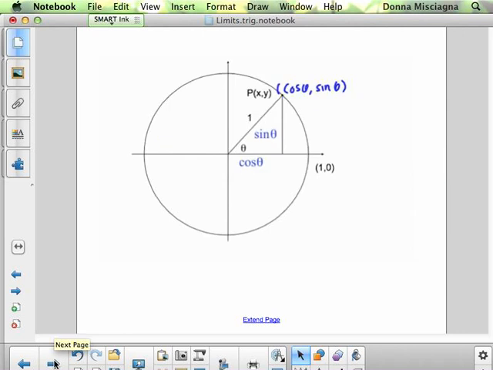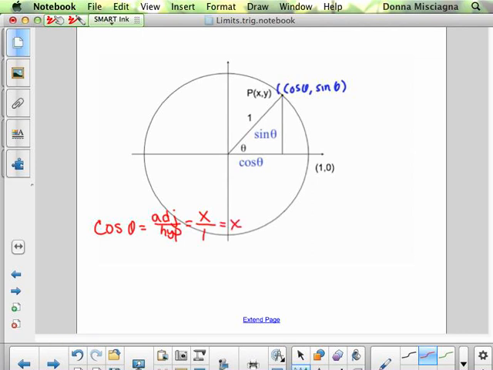So here we have a unit circle. And I can represent any point on the unit circle as cosine theta, sine theta. The x coordinate would be cosine theta, the y coordinate would be sine theta. And just to remind you why, cosine theta is the adjacent side over the hypotenuse. Anywhere on the coordinate plane, the adjacent is x. And on the unit circle, the hypotenuse is 1, so that would just be x. So cosine theta is the x coordinate on the unit circle.